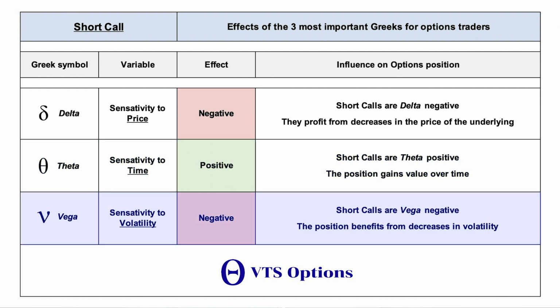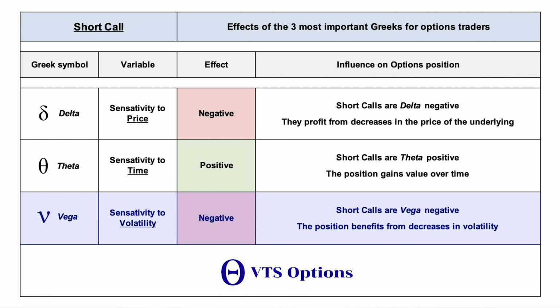And lastly, Vega is an option sensitivity to volatility. Short calls are Vega negative. They lose value with increases in volatility and gain value with decreases in volatility. This is typically why when you're selling options, it's most advantageous to be doing it in higher volatility environments. Vega negative trades benefit from a drop in volatility, so having a little room for it to fall is helpful.